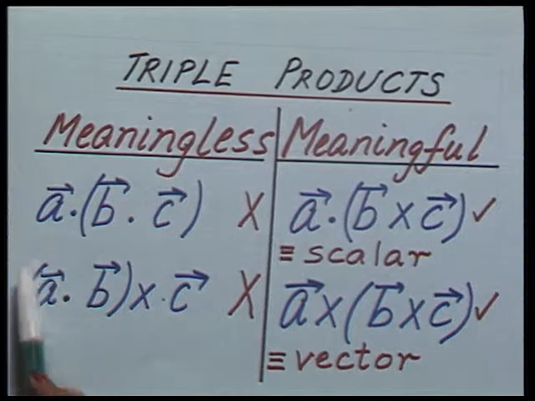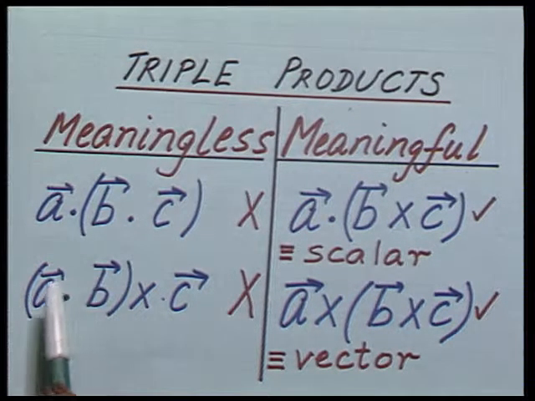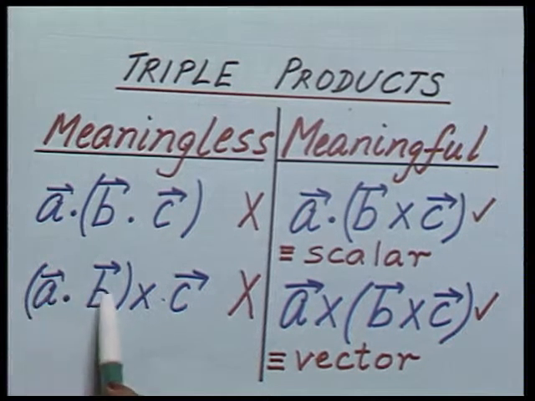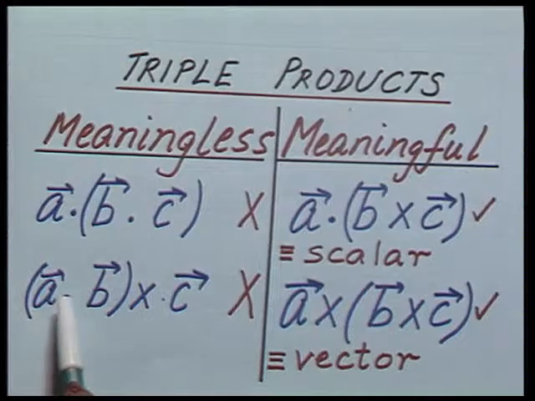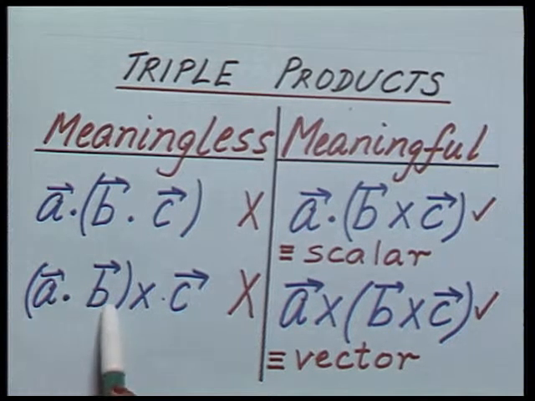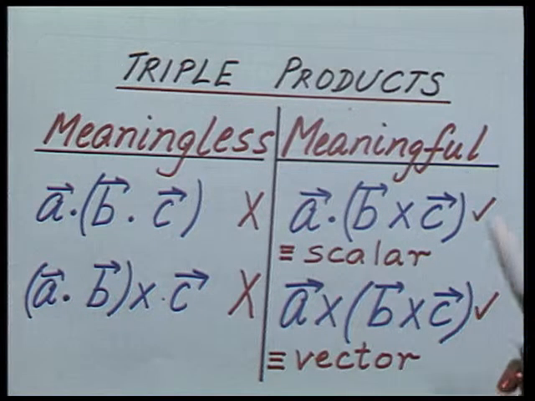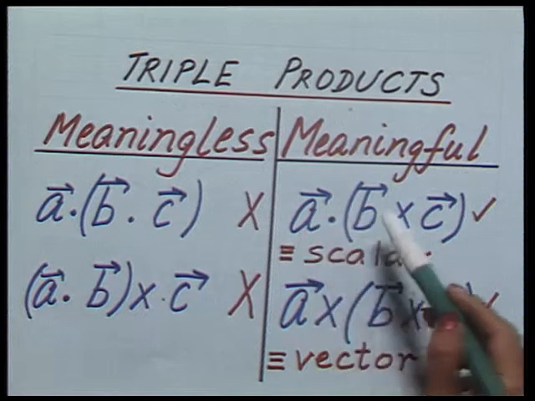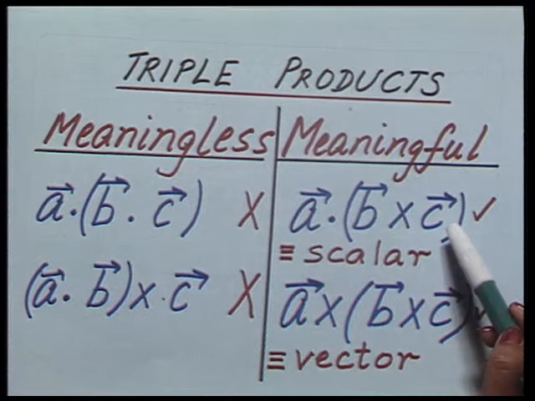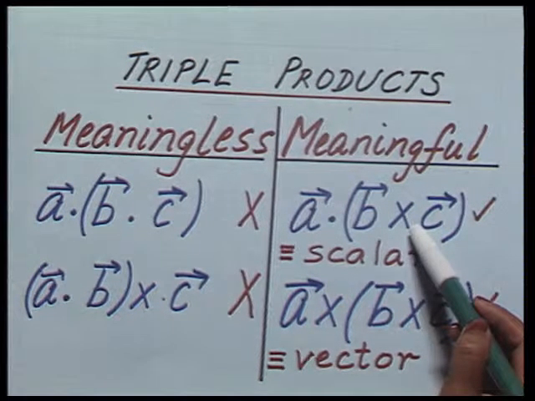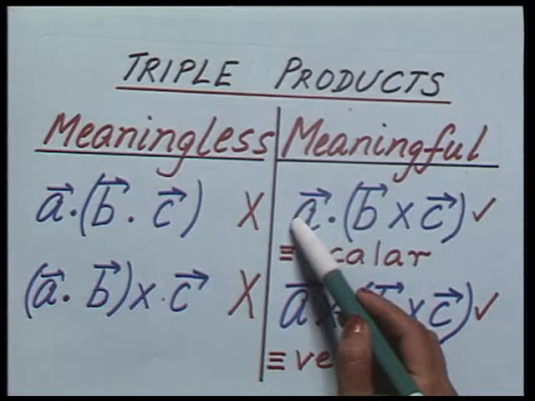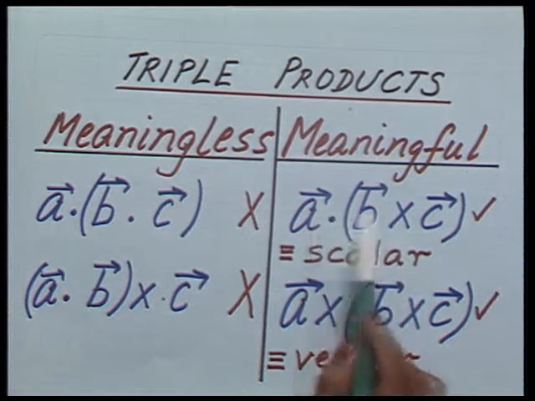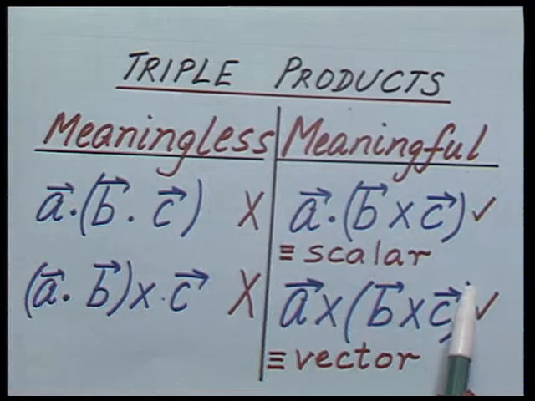Similarly, if you put the bracket around A dot B, then A dot B cross C does not have a meaning because A dot B is a scalar and you cannot have the cross product of a scalar with a vector. However, if we put the bracket around B cross C, then A dot B cross C does have a meaning because both these quantities are vectors, and we observe that A dot B cross C will turn out to be a scalar, being the dot product of two vectors.